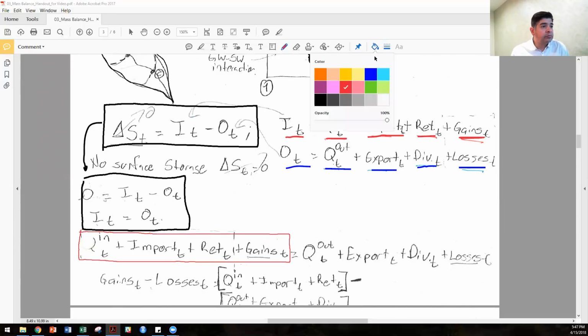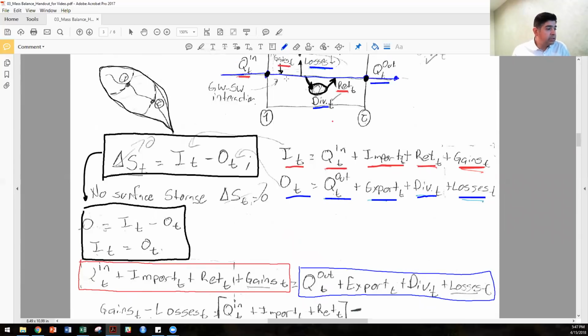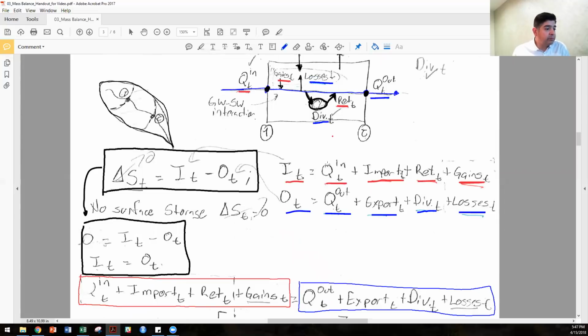Now, all of the outflows, you can actually see that they are written here. Now, imagine that in this system we have the stream flow gauges. So we do know how much water, we know these variables, this one here and this one here. In terms of water imported and exported, these are usually aqueducts or pipes that we should have some information about how much water is diverted.